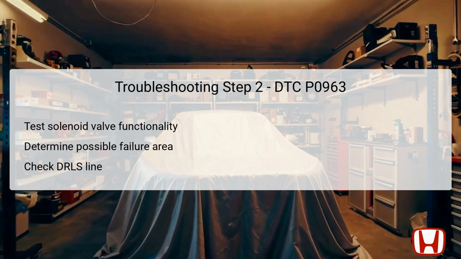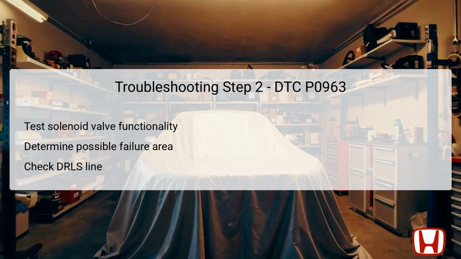In Step 2 of troubleshooting DTC P0963, the focus shifts to the CVT drive pulley pressure control solenoid valve itself. Conduct a test to assess whether the solenoid valve operates properly. If it effectively responds as designed, you can likely rule it out as the source of the issue, and should proceed to check for issues in the DRLS line and other wiring components.